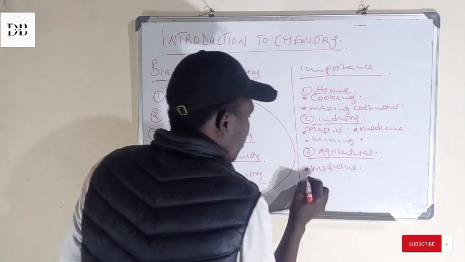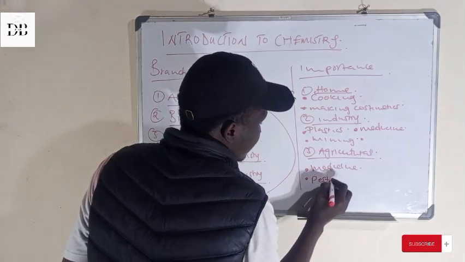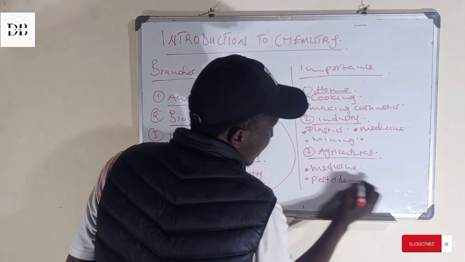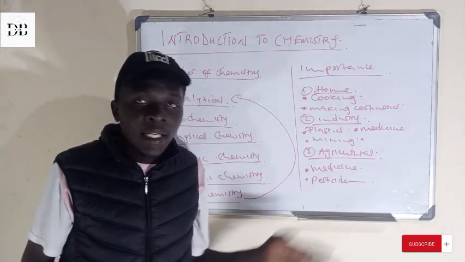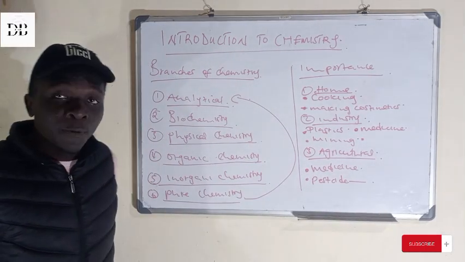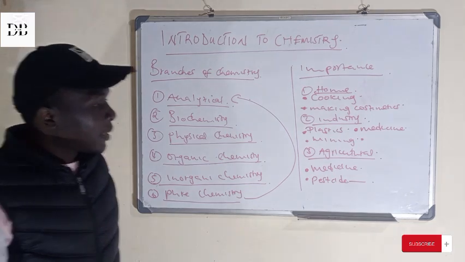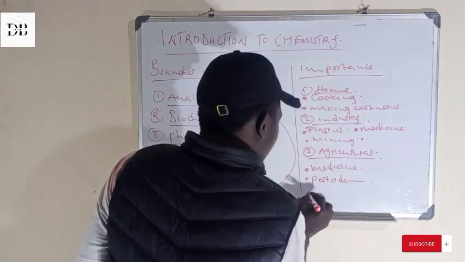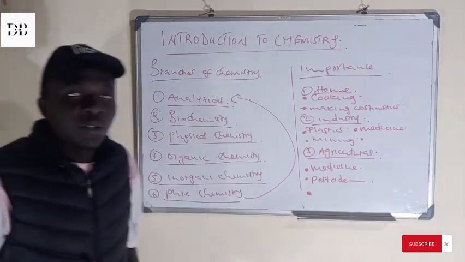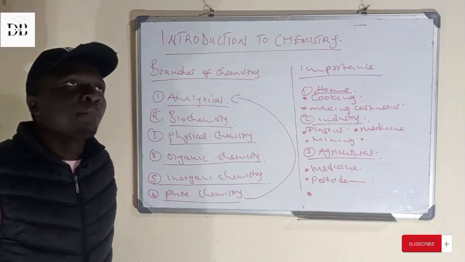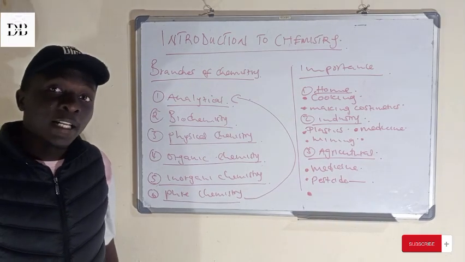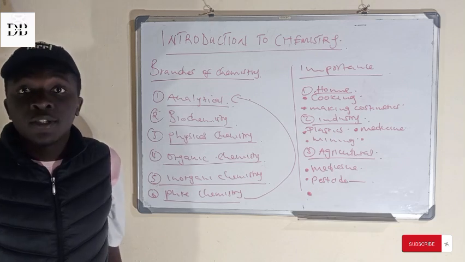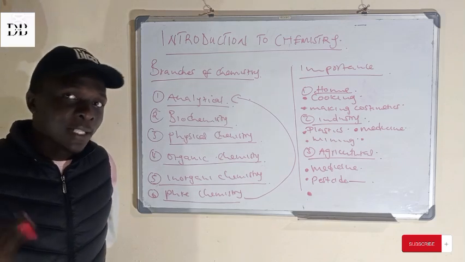Apart from that, it is used to make pesticides and herbicides. We know that pesticides are used to control what? Pests. And this is used particularly for what? For plants. Apart from that, in agriculture, this chemistry is also used to make fertilizers. We know that we have natural fertilizers, but we also have artificial, which will make our plants to grow what? At a much faster rate.